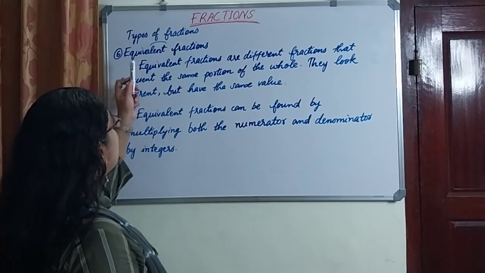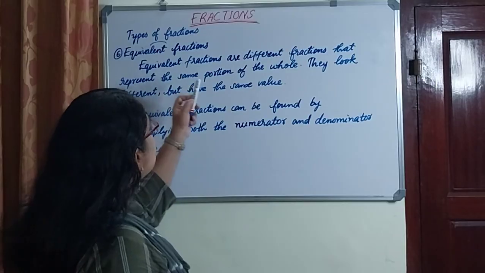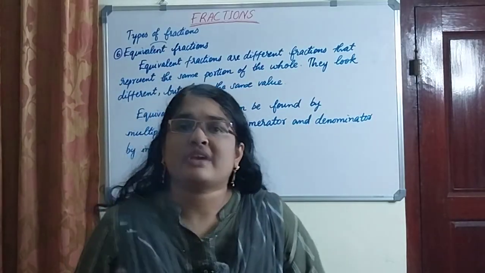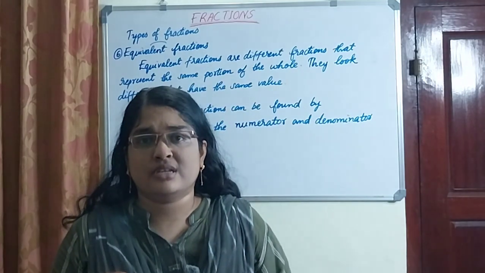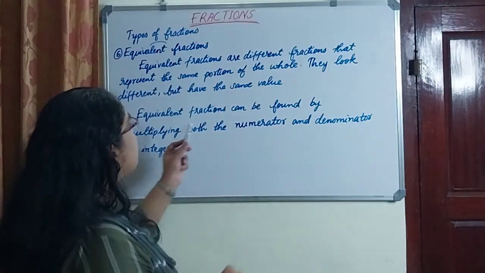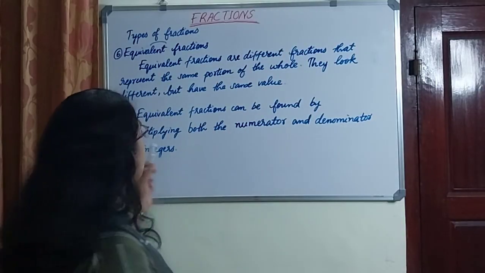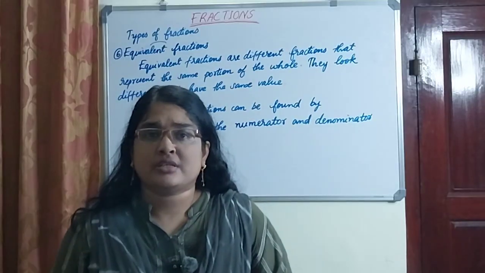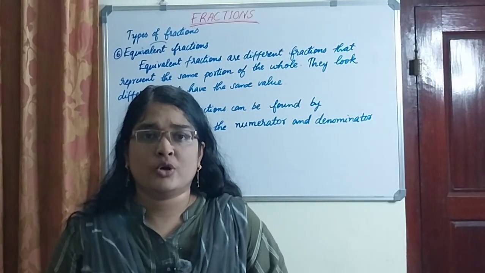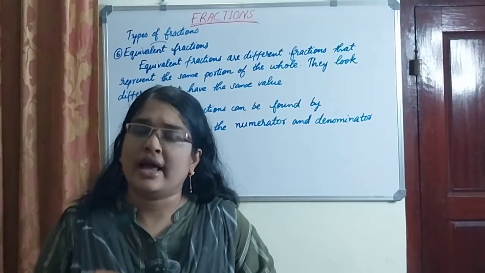Next category is equivalent fractions. Equivalent fractions are different fractions that represent the same portion of the whole. They look different but have the same value. Equivalent fractions are fractions that represent a particular fraction. They all have the same value. Equivalent fractions can be found by multiplying both the numerator and denominator by integers. To find equivalent fractions of a particular fraction, we have to multiply both the numerator and denominator of that fraction by integers. That means counting numbers and negative numbers.